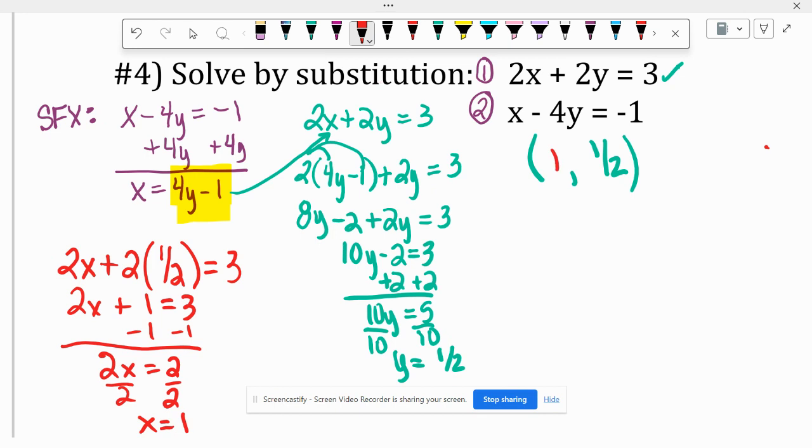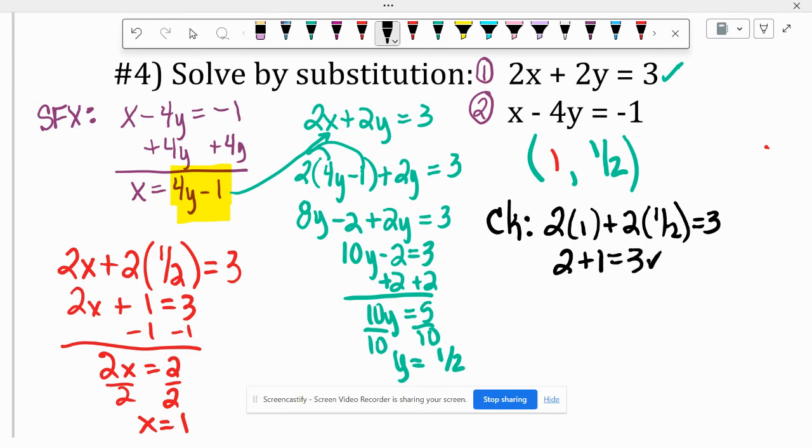Are we finished? Got to check it. Carter, you're going to always remind me to check because sometimes I forget. So 2 times the x coordinate, 1, plus 2 times the y coordinate, 1/2, equals 3. That gives me 2 plus 1 equals 3, and that's true. Let's check the second equation. 1 minus 4 times 1/2 equals -1. Half of 4 is 2, so I have 1 minus 2 equals -1. Is 1 take away 2 -1? Yes, it is. So we're done with the check.